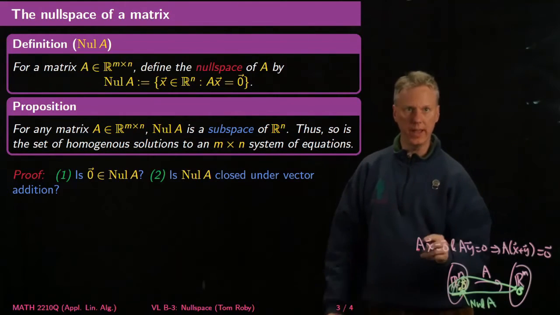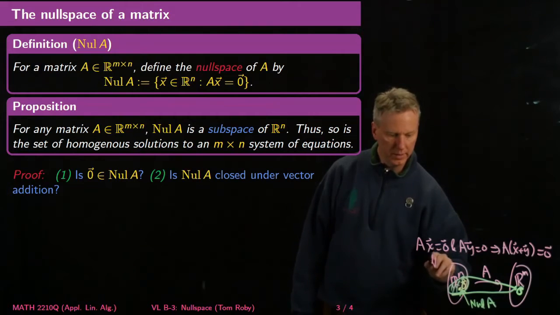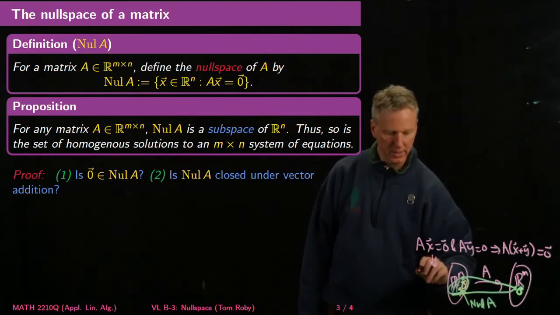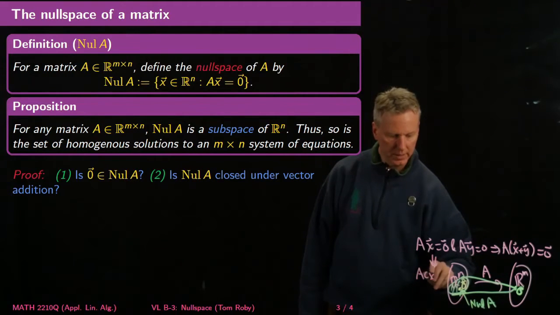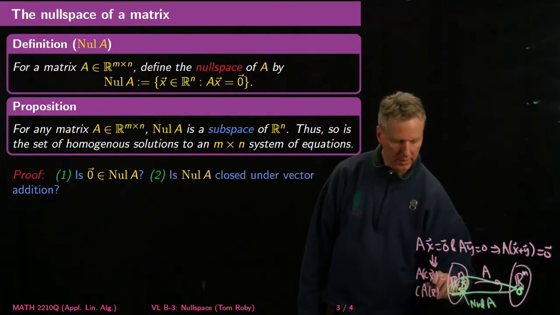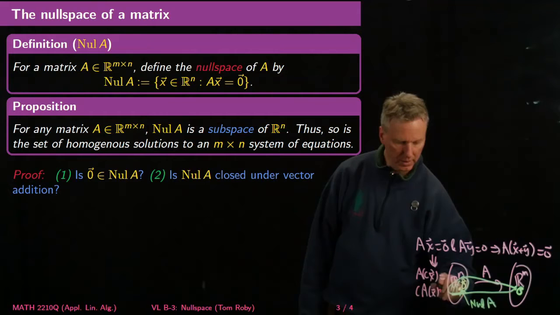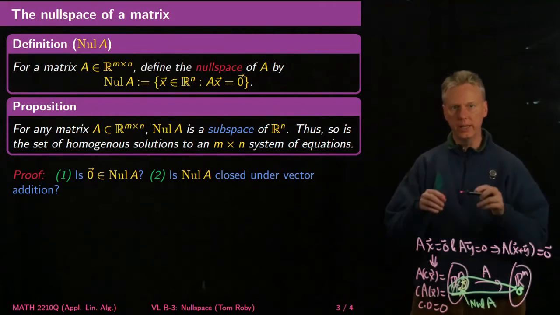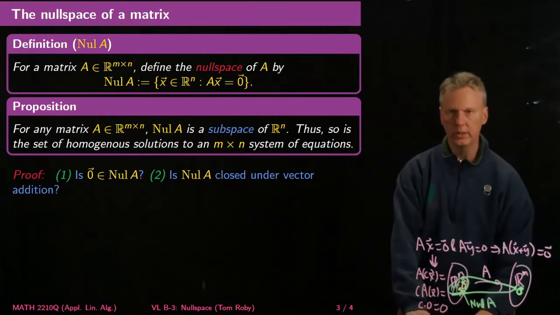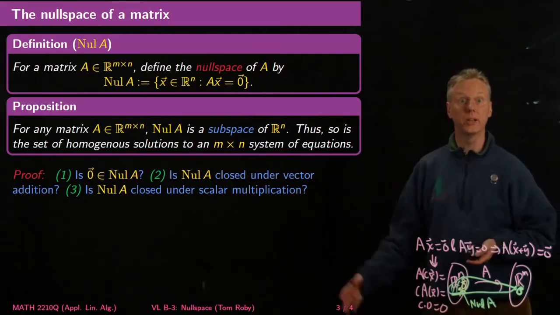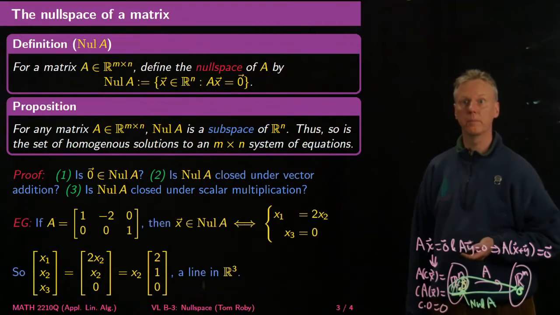And similarly, if Ax equals 0, then what about A times cx? Well, A times c times x is equal to c times A times x. But Ax is equal to 0, so this is equal to c times 0, which equals 0. So there's really nothing exciting going on to show that the null space of A is closed under vector addition and closed under scalar multiplication.